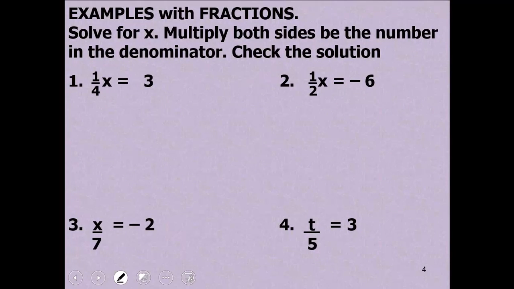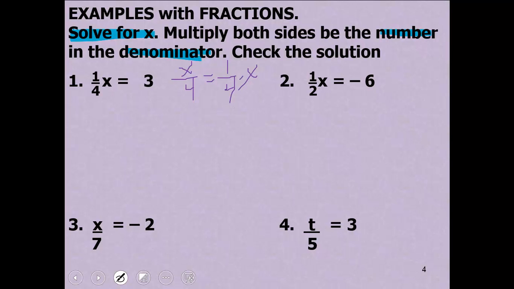Examples with fractions. Our goal is to solve for x. Make sure you understand the directions. Solve for x. Get x all by itself. We are going to multiply both sides of our equation by the number in the denominator. Why? Because 1/4 is the same as division by 4. Okay? X over 4 is equal to 1/4 times x.